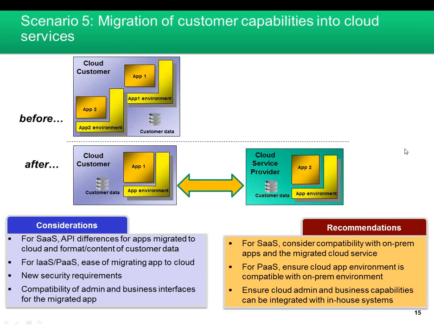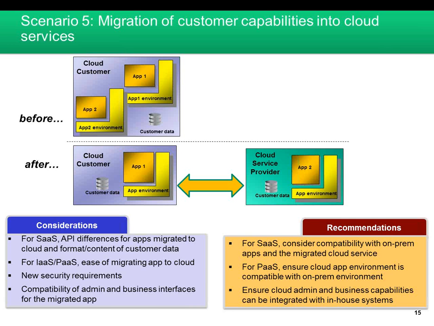There will probably be new security requirements. You're now potentially transmitting stuff over the internet between the on-premise environment and the cloud service environment, so you'll need to think about authentication, encryption, and such like, to make sure that the data that is transmitted is safe. And last but not least, as we saw for scenario 4, you've got to worry about the compatibility of the administration and business interfaces for the migrated app. How does that compare with the previous on-premise environment that you were dealing with?